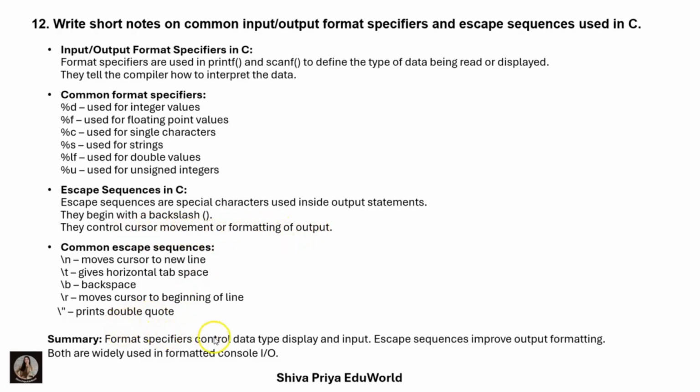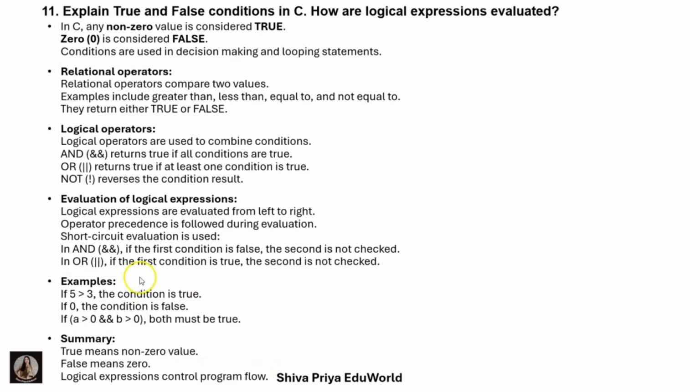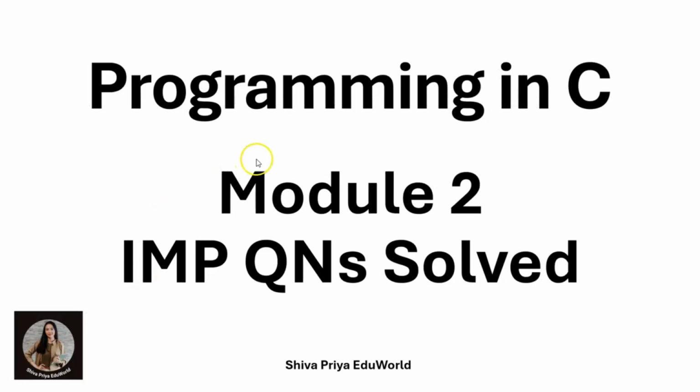And format specifiers control the data type, display and input. These and escape sequences improve the output formatting. Both are widely used in formatted console input and output. Here completes module 2 in programming in C.